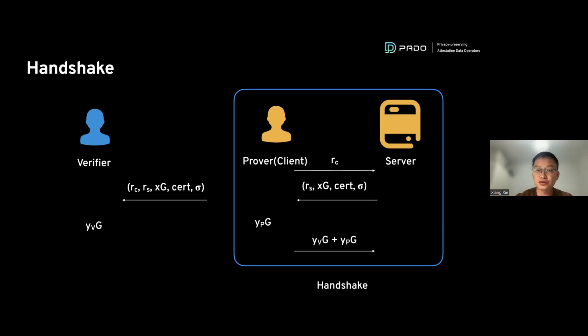After the server sends back XG to the prover, the prover will forward everything to the verifier, and the verifier will check everything. The verifier will generate a YVG, and the prover will generate a YPG, and the verifier can send the EC point, the elliptic curve point, to the prover, and the prover adds these 2 points and sends the result back to the server. This means that the DH tuple is not generated by the prover itself, it's generated by the verifier and the prover together. So we can do this as a 3PC handshake protocol.